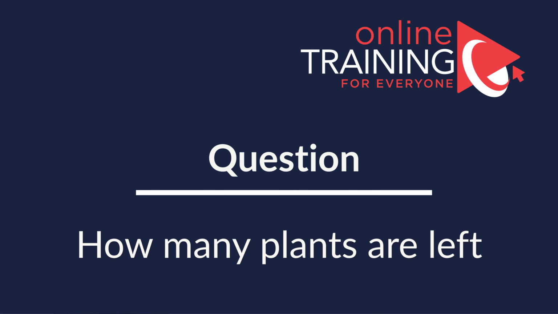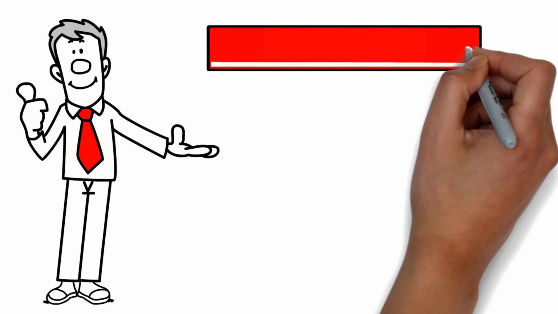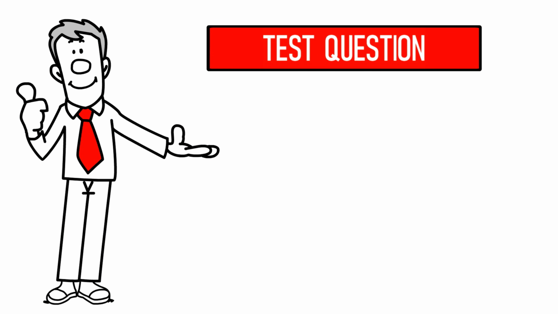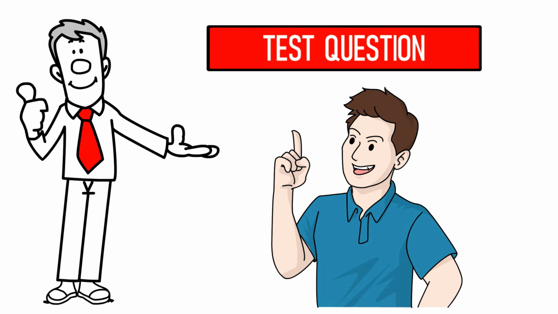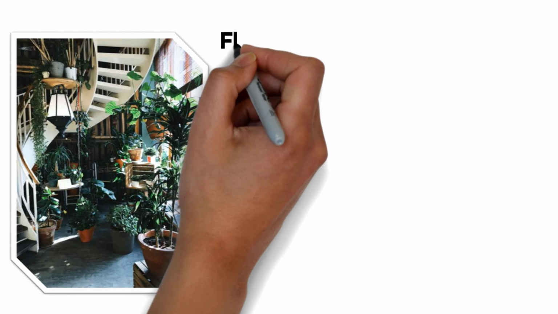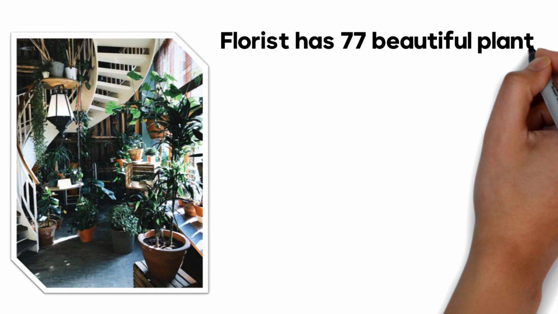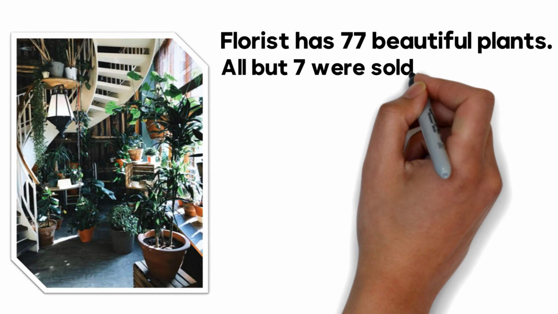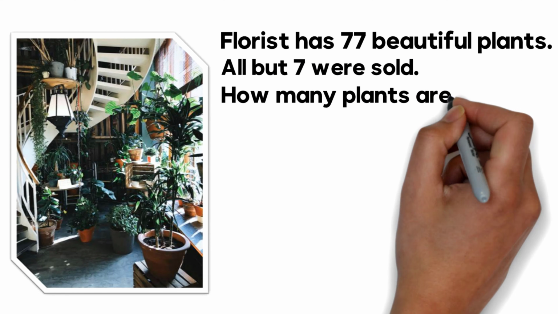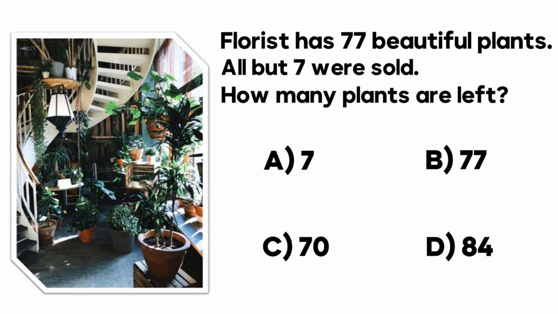I am very excited to present you with a simple but at the same time very tricky question, which tests your math skills as well as attention to detail. A florist has 77 beautiful plants. All but 7 were sold. How many plants are left? You have 4 different choices. Choice A, 7. Choice B, 77. Choice C, 70. And choice D, 84.